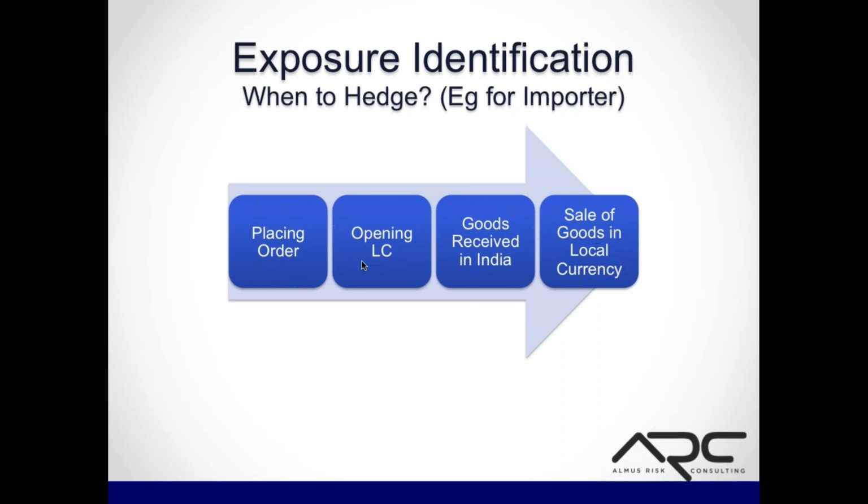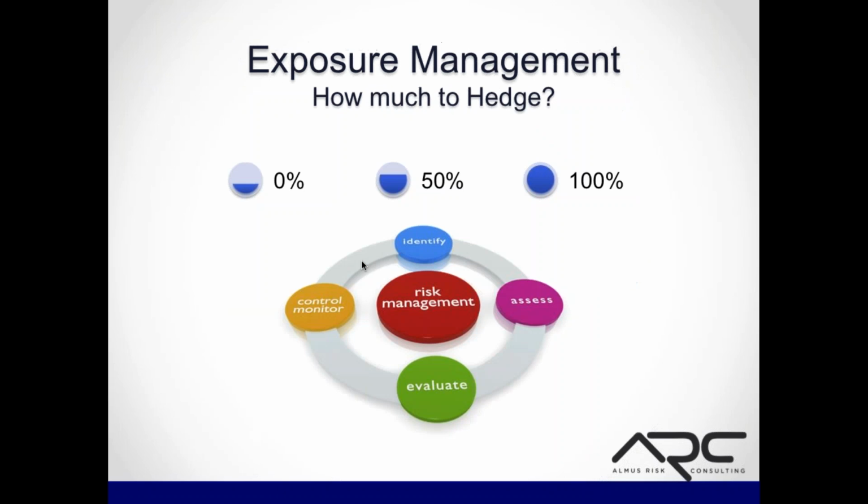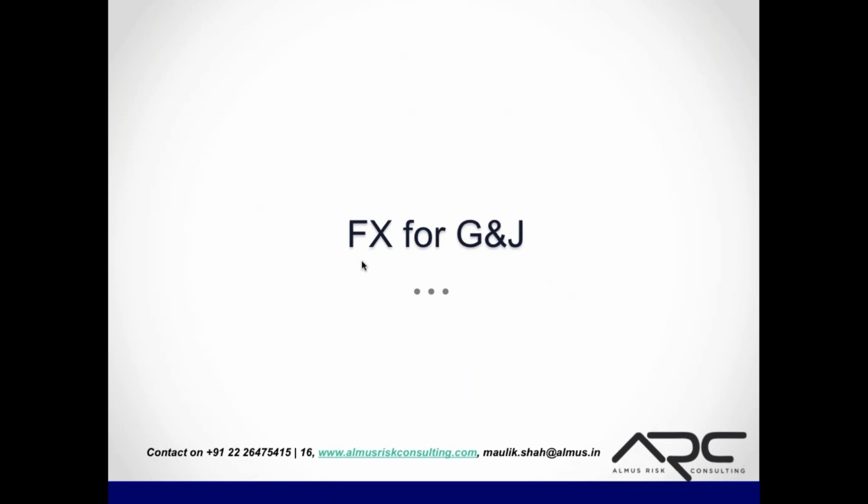So one needs to focus on what should be the point of identification for an exposure. And the last and very important question is how much to hedge. Having known what my exposure is, what is it that I really need to hedge? Do I hedge all the risk? Do I leave something open? Or do I not do anything? So it could range from 0 to 100%.